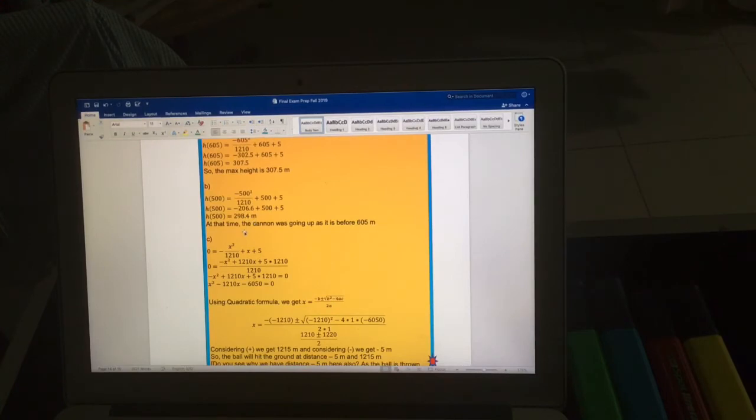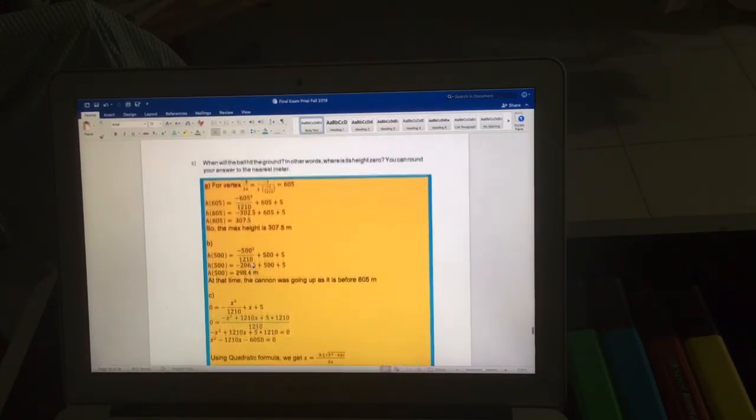And the question is, is it going up or down? Now it is going up, because we already know that our maximum height comes at 605 meters. It is just only 298 meters. That means it is still going up, because at 605 it will reach the maximum height. Okay, that's why.